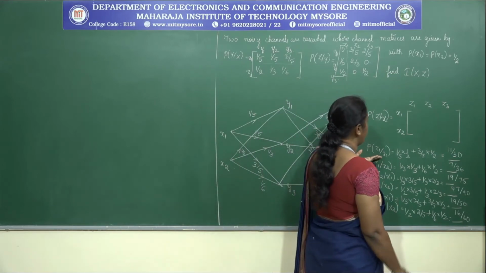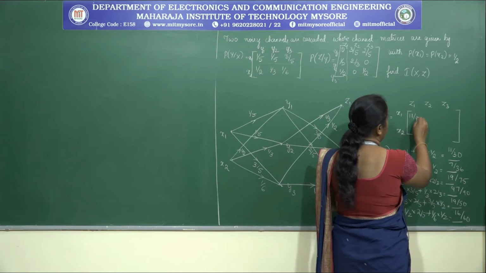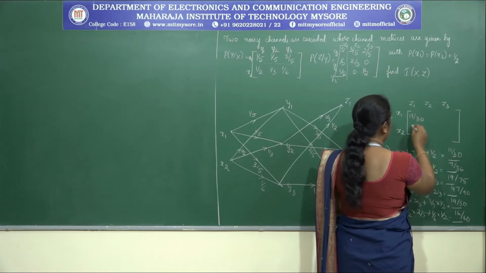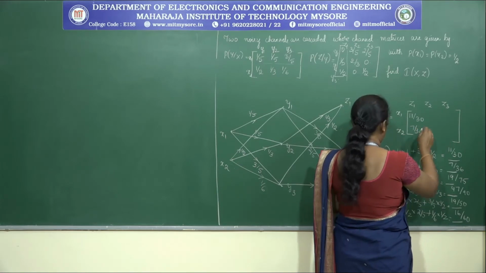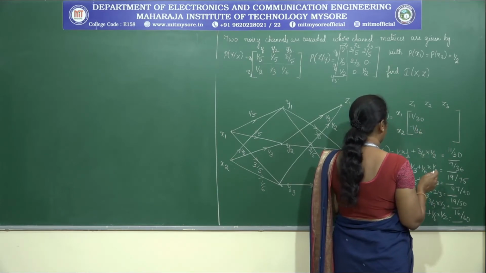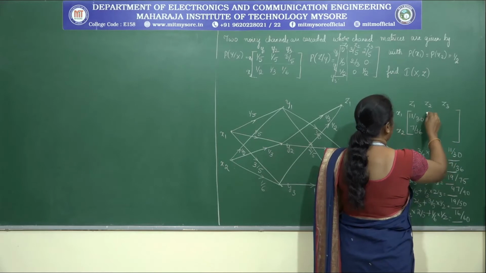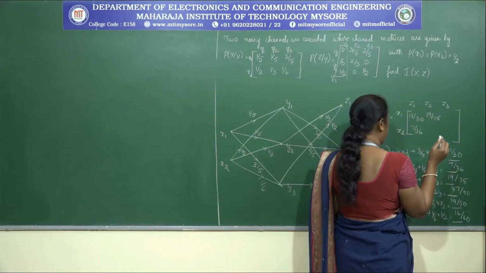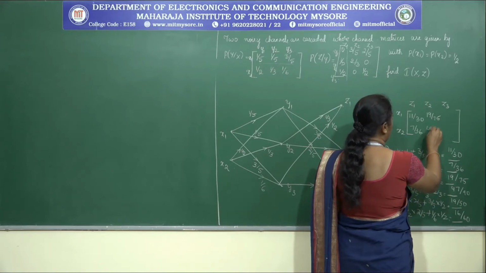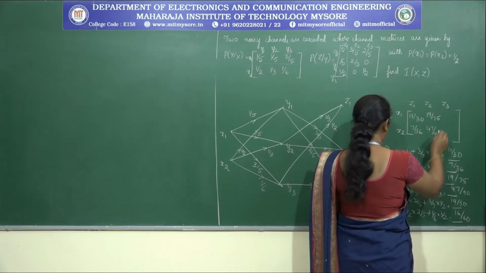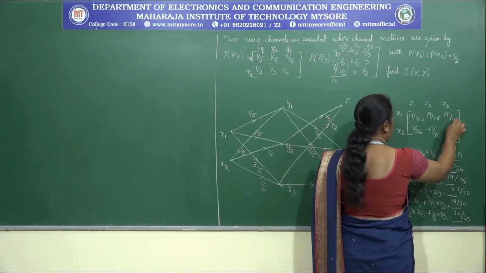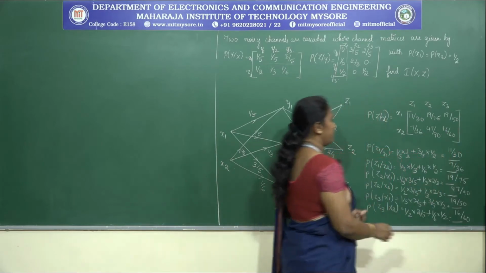So we have z1 by x1, that is 11 by 30. Then we have z1 by x2, 7 by 36. Then z2 by x1, 19 by 75. z2 by x2, 47 by 90. Then z3 by x1, it is 19 by 50, and this is 16 by 60.